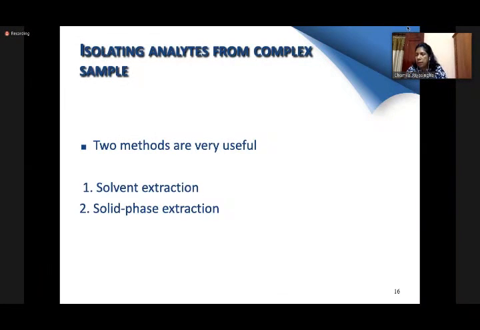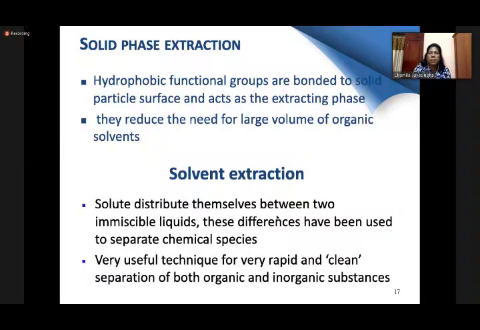Right, it's 7:30 now. So, isolating analytes from a complex sample, right? The two methods that are very useful are solvent extraction and solid phase extraction. What is solid phase extraction? Hydrophobic functional groups are bonded to a solid particle surface and act as the extracting phase. They reduce the need for large volumes of organic solvent.